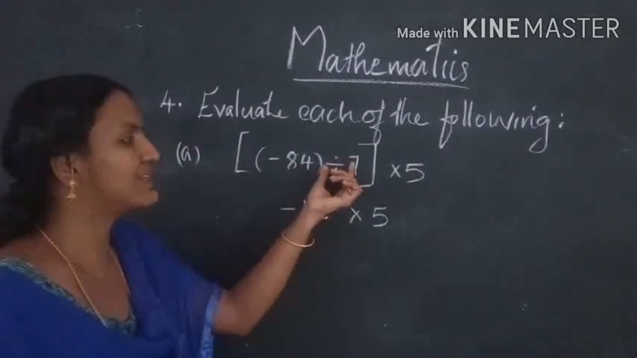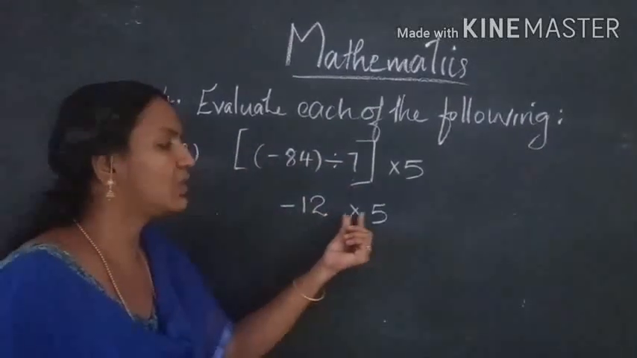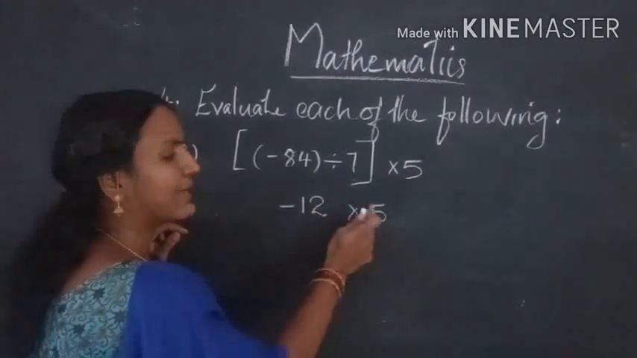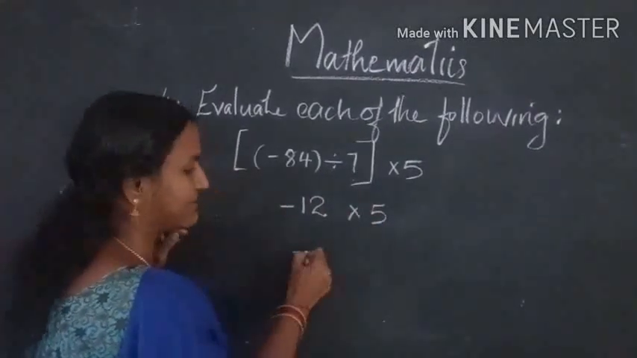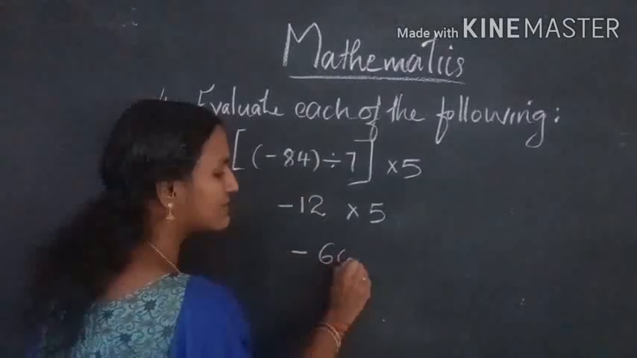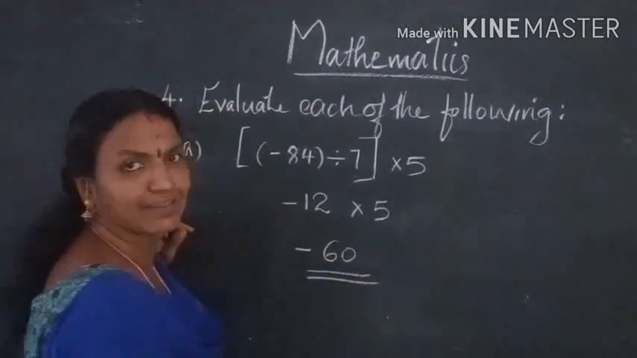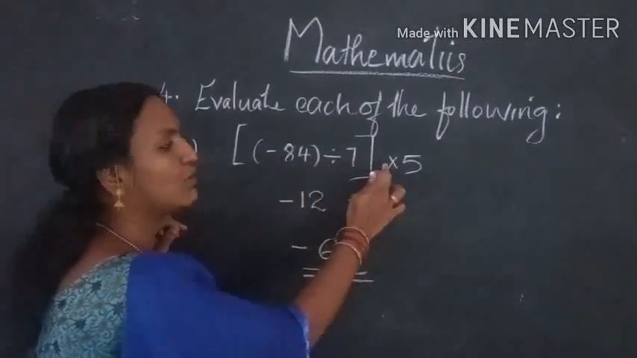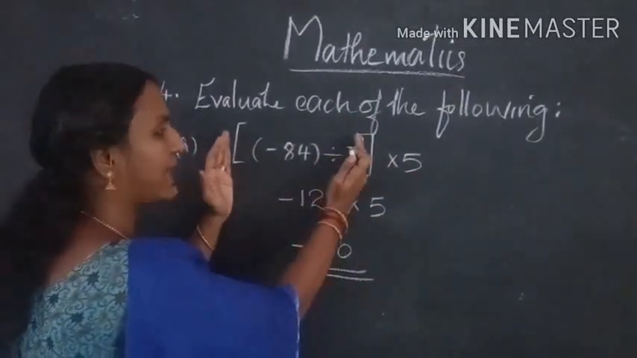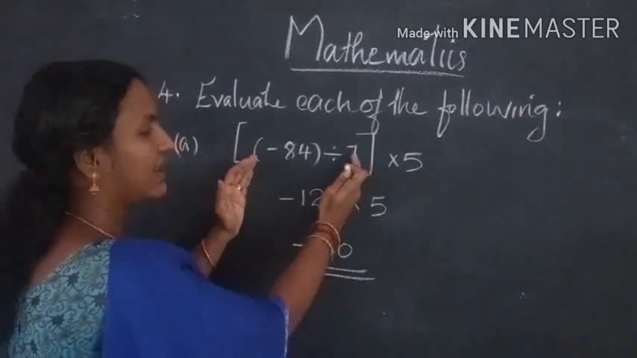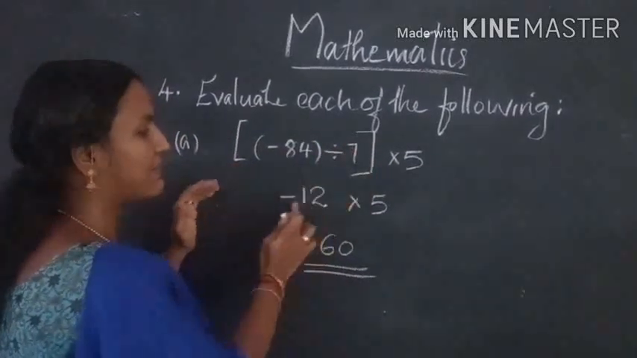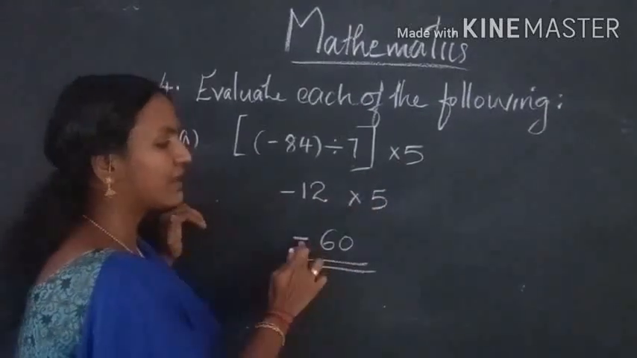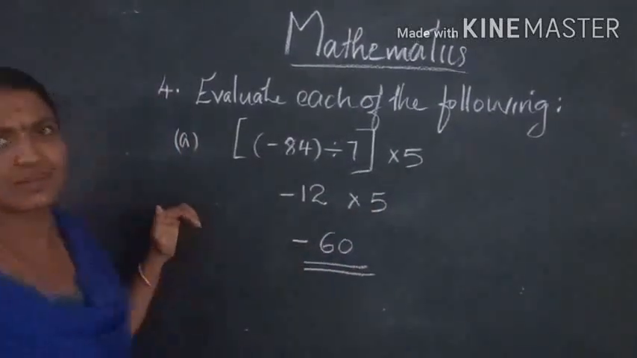Minus 84 divided by 7 is minus 12, into plus 5. Minus into plus is minus. 12 5s are 60. The answer is minus 60. Once again, minus 84 divided by 7 into 5. First we have to divide minus 84 by 7. Minus number divided by plus number, the answer is minus. Minus 12 into 5 is equal to minus 60.